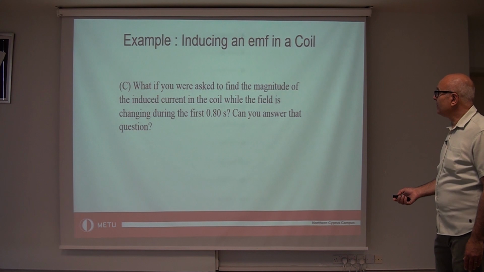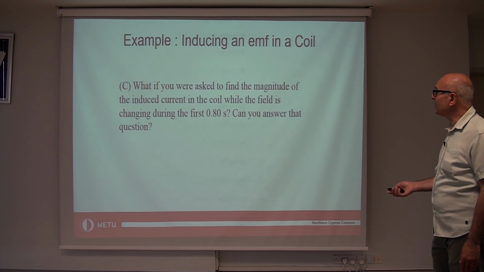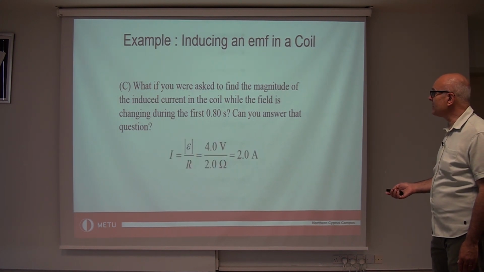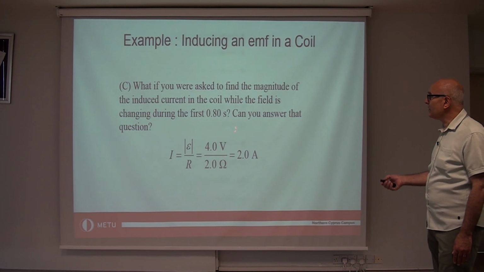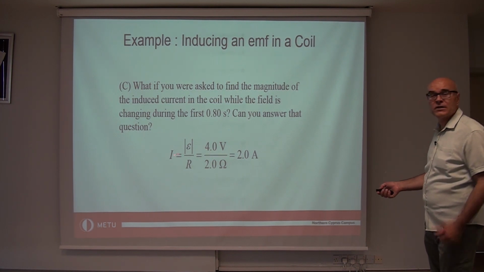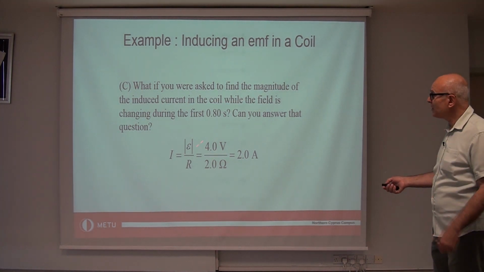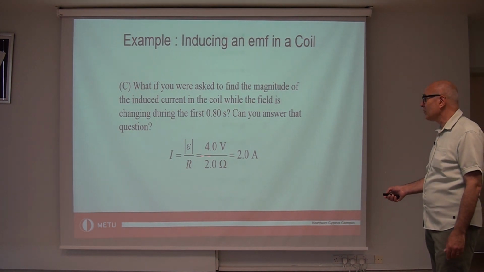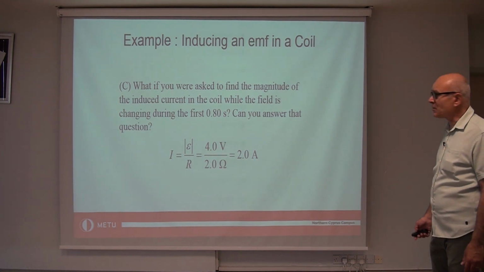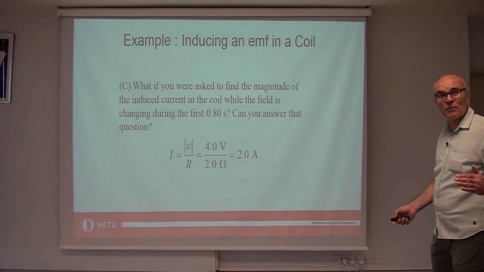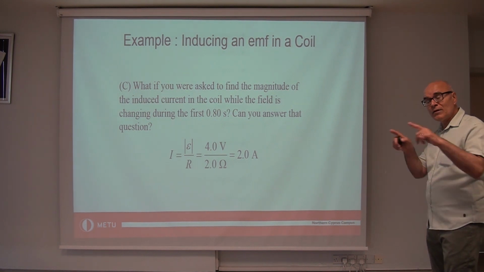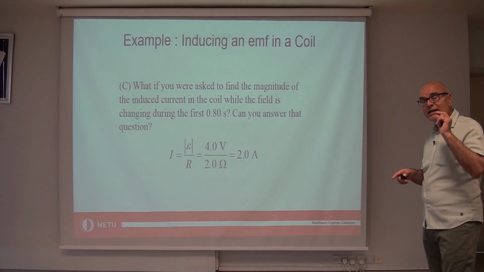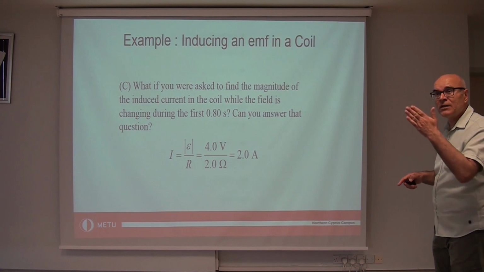What is the magnitude of the current? Well, in the first 0.8 second, we have a constant electromotive force. You divide the electromotive force by the resistance of the coil, which is 2 ohm. It's given as 2 ohm, and then you can find the current, which is 2 amperes. So a steady current of 2 amperes will pass through that coil between 0 and 0.8 second.